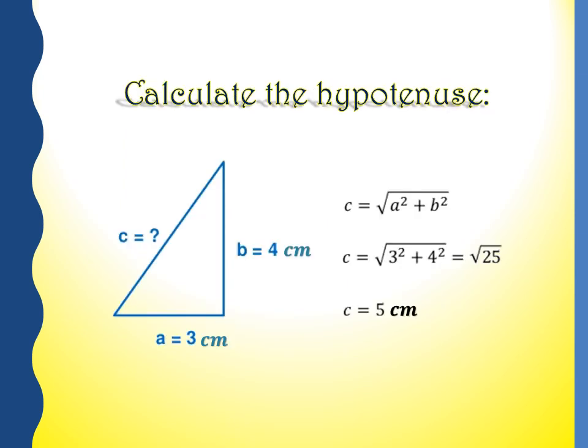Again, to calculate the hypotenuse, if the hypotenuse represents C and A and B represent the sides of the right angle, then C equals the root of A square plus B square. In this example, C equals the root of 3 square plus 4 square, which is 5 centimeters.